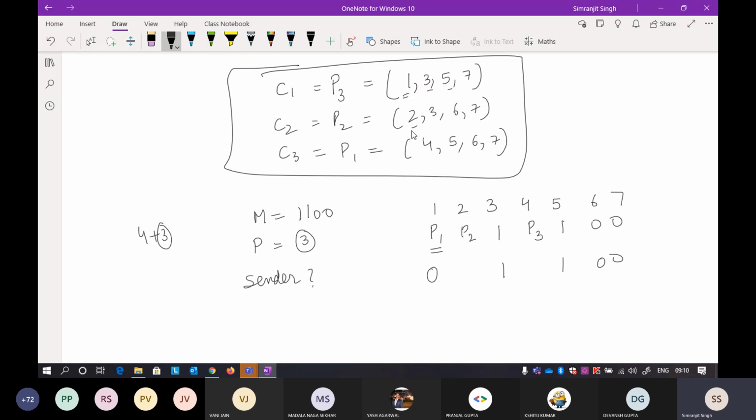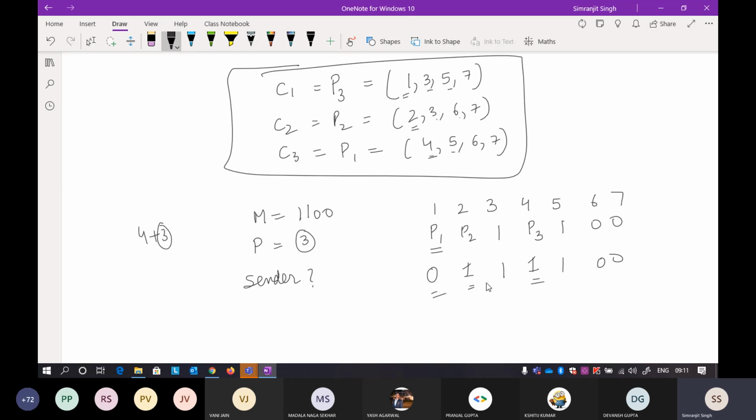In a similar way, parity bit 2 will be set on 3, 6 and 7. 3 is 1, 6 is 0, and 7 is 0. It means there is odd parity, so I have to add a 1 here. The third parity bit will be on 5, 6 and 7. If you check it, it is odd parity, so you have to add a 1 here. This is the message that will be sent by the sender.